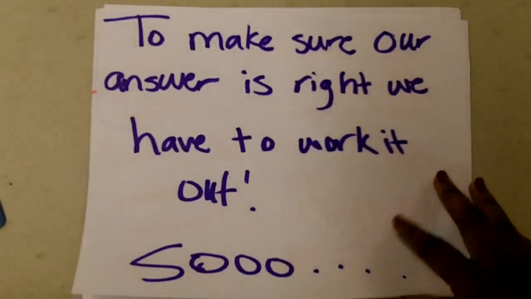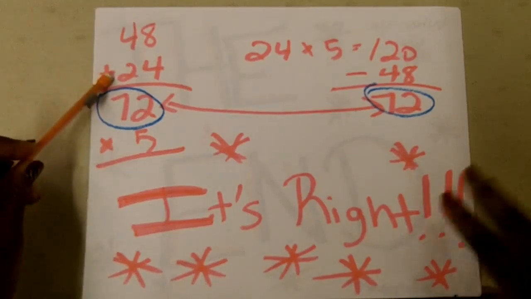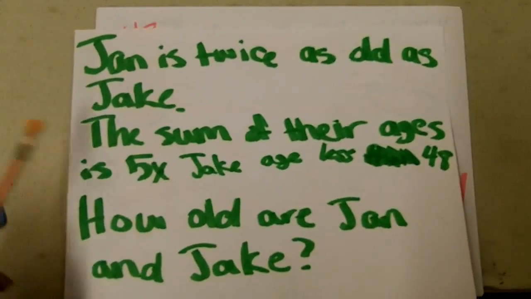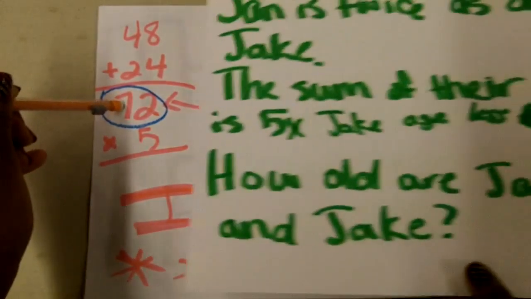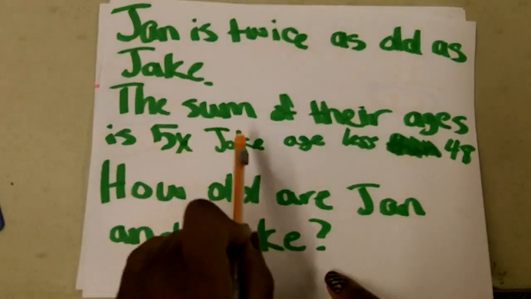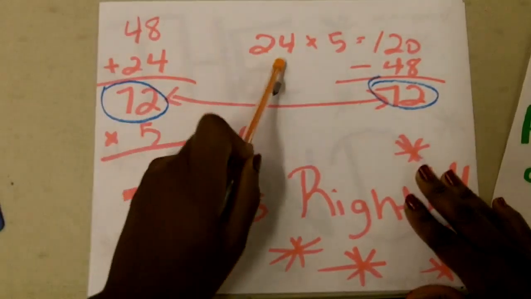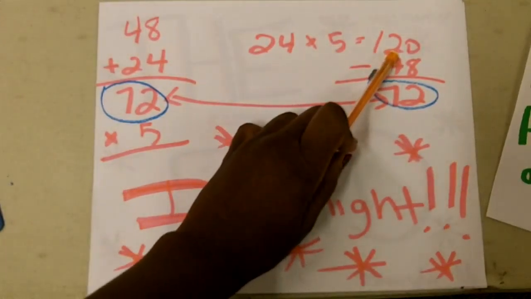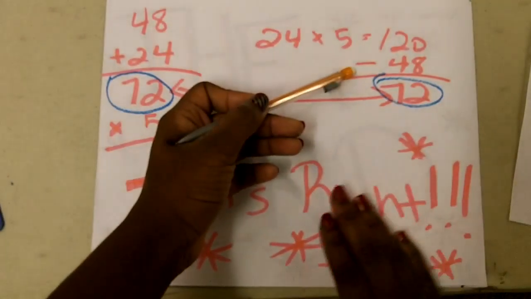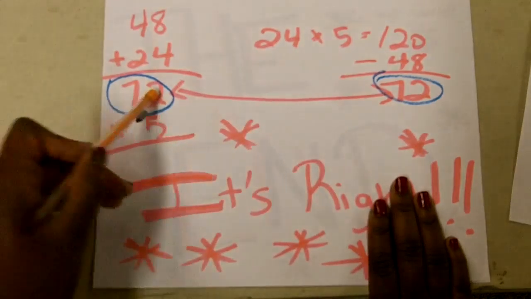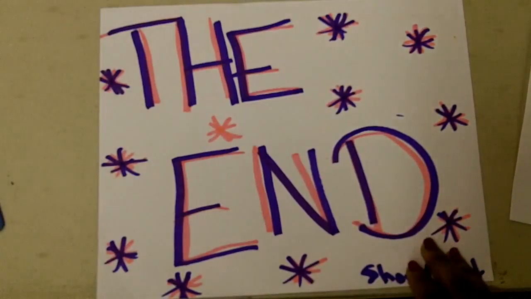To make sure the answer is right, we have to work it out. So 48 plus 24, because it said the sum of their ages. So 48 plus 24 gives you 72. And the sum of their ages is 5 times Jake's age less 48. His age was 24, so 24 times 5 is 120. Less 48, so subtract it by 48, you get 72. And that's what you got when you added those two together. So that's your answer. The end.